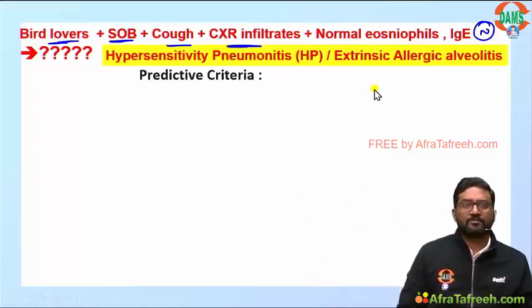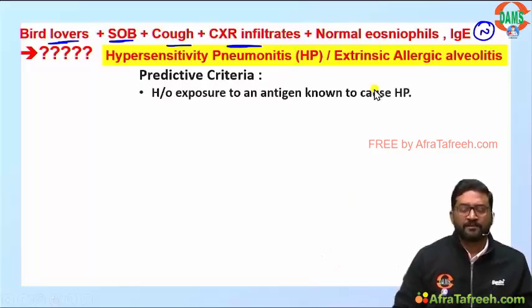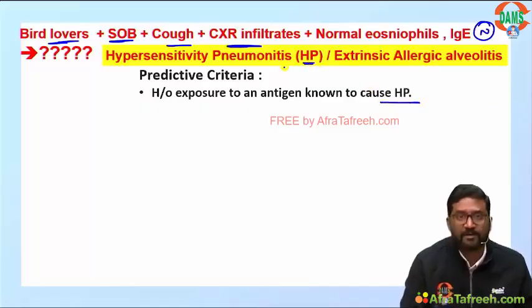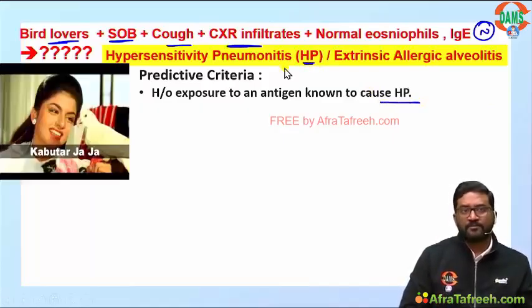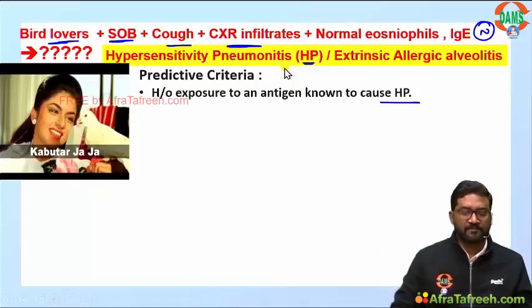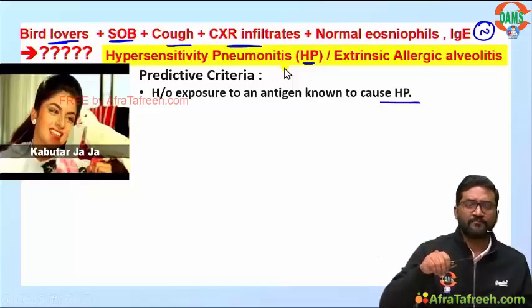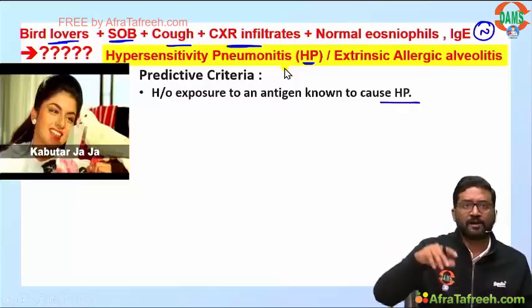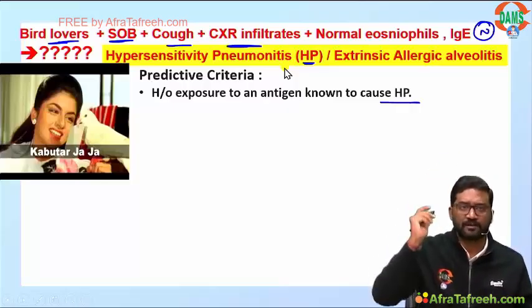So the predictive criteria. Number 1, history of exposure to a known antigen that causes HP. HP is hypersensitivity pneumonitis. Pigeons, very, very dangerous. So in our country, pigeon exposure with allergic symptoms, rule out hypersensitivity pneumonitis. Apart from pigeons, moldy hay, farmer's lung, sugarcane dust, bagasosis, all these are part and parcel of hypersensitivity pneumonitis.